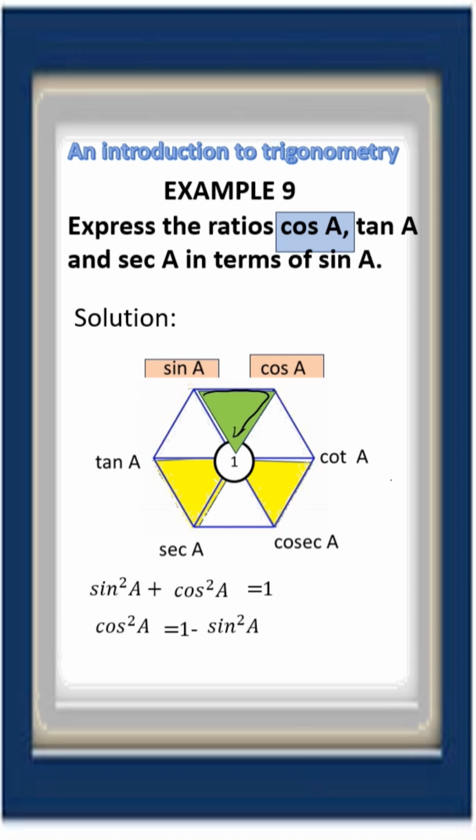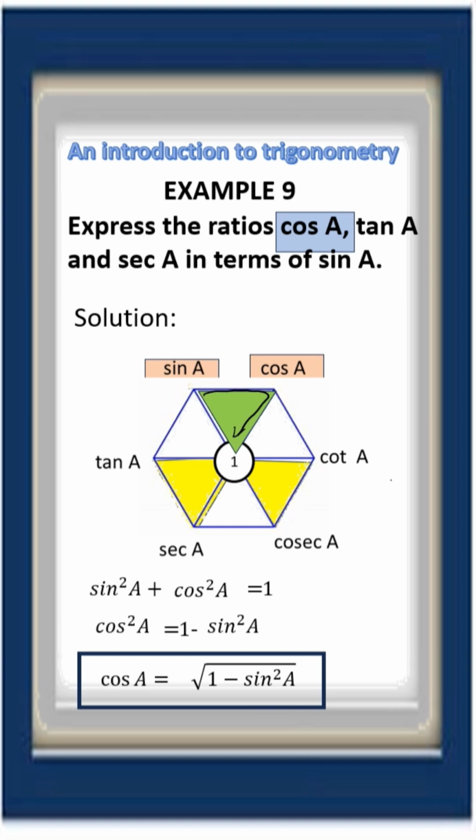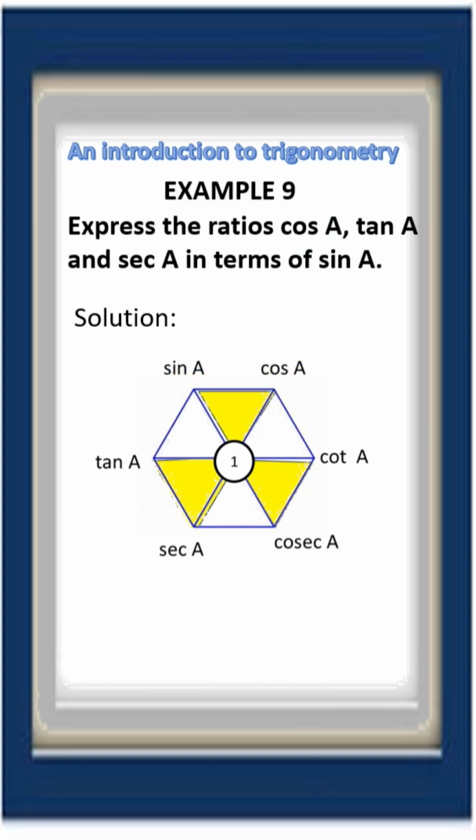But we have to express cos A. So now let us take the square root of cos square A, that is, cos A is equal to square root of 1 minus sin square A. So this is the answer to the problem. Cos A is equal to square root of 1 minus sin square A. Now let us express tan A in terms of sin A. Where is tan A? This one is tan A, this one is sin A.